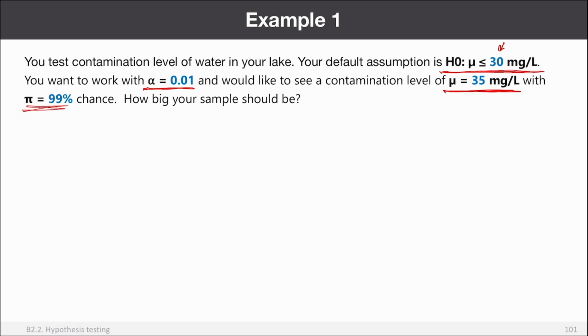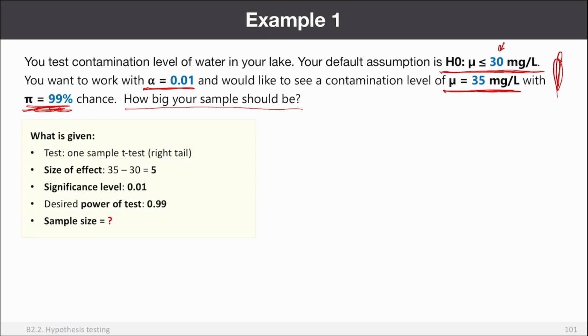And I would like to see this contamination level with this chance. Okay. So I say if the contamination level is 35 or larger, I should have a 99% chance to detect it using this procedure. The question is how big your sample size should be. So how many glasses of water should I take in order to have this power in these circumstances. Well, this is what is given, right? So first of all, the test. It's a one sample t-test and it's a right tail test.